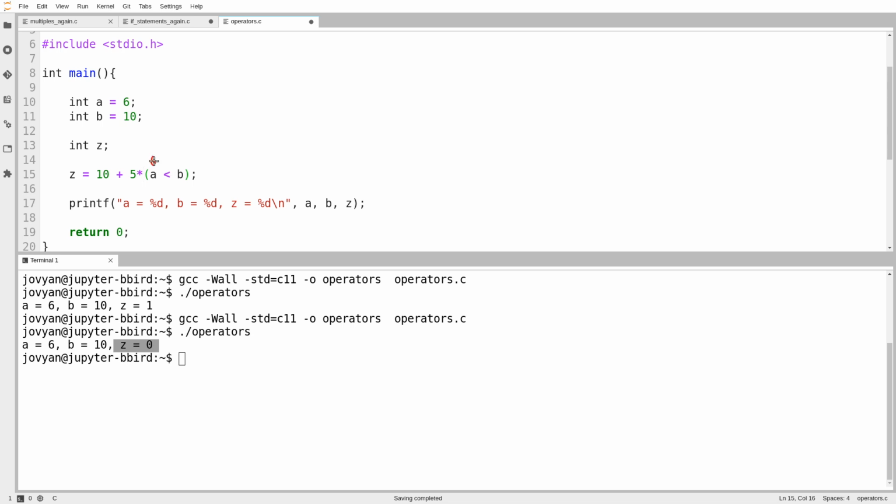So we'd say, okay, so we've got 6 less than 10. Okay, the answer to that question, is 6 less than 10? The answer is yes, so we get a 1. Okay, so what's 5 times 1? Well, that's 5. This is an ugly looking thing. 5 times 1 is 5. What is 10 plus 5? That is 15. So we expect Z to have the value 15.